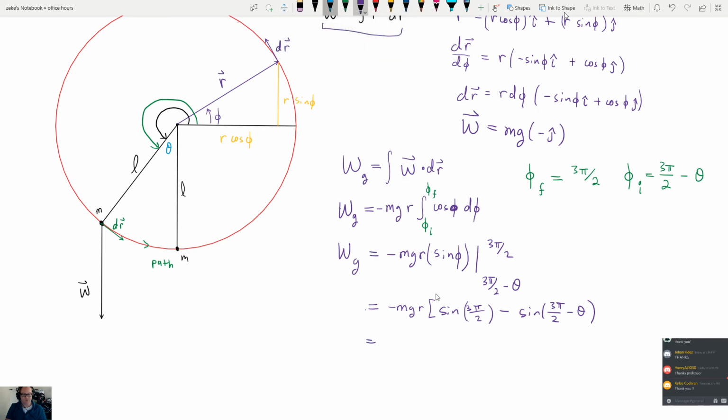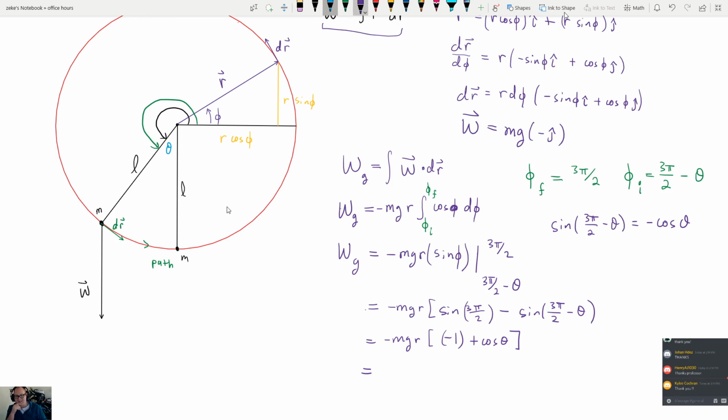And the sine of 3 pi over 2, since it's going to be in this quadrant down here, is going to be negative 1. Oops. So this first one is negative 1. And you can use one of the sum and difference formulas, so, you know, sine of A minus B, to prove that the sine of 3 pi over 2 minus theta is equal to the negative cosine of theta. So if we replace this with negative cos theta, there's a negative sign right here. So we're going to get plus cosine of theta. And then our final answer for the work that's done by gravity along this.